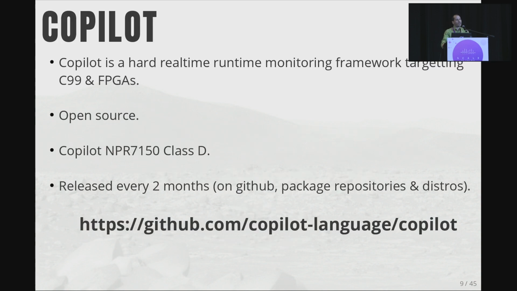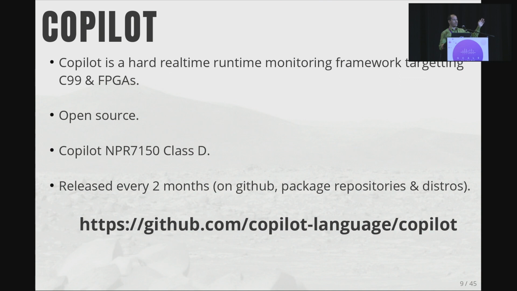So Copilot. Copilot is a runtime verification language. And what it does is it allows you to specify the properties that you want to monitor. And when you compile a specification, out comes hard real-time C code, or an FPGA. And what I mean when I say hard real-time is that that code executes with predictable memory, constant memory, and constant time. There's no mallocs, there's no for loops, there's no recursion. We know exactly how long it'll take. And for the kinds of work that we do, that's critical.